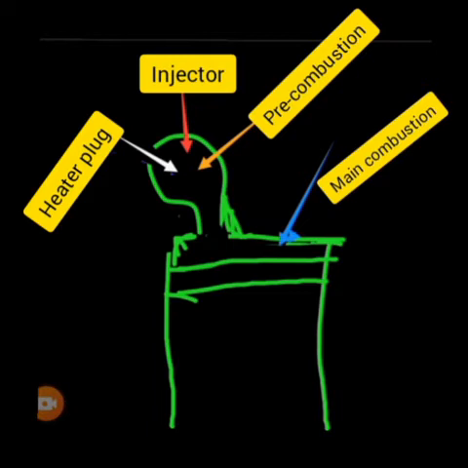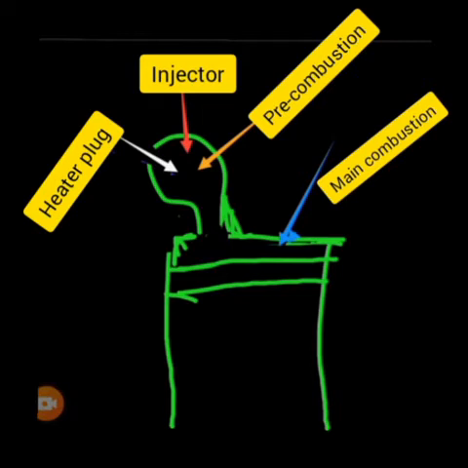So only part of the air is burned there, because there is only a little air available, since the space is very small. You can see the space is very small at the top of your cylinder. So the main combustion will still work.